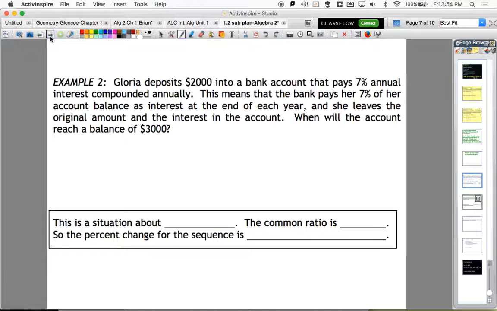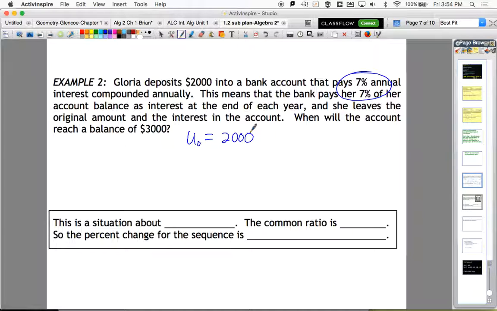All right, well, in this case, instead of decay, we're going to have growth, because interest makes that $2,000 increase. We're going to see when she gets up to $3,000. So we're going to have our beginning value, we'll call u sub 0 again, is 2,000.